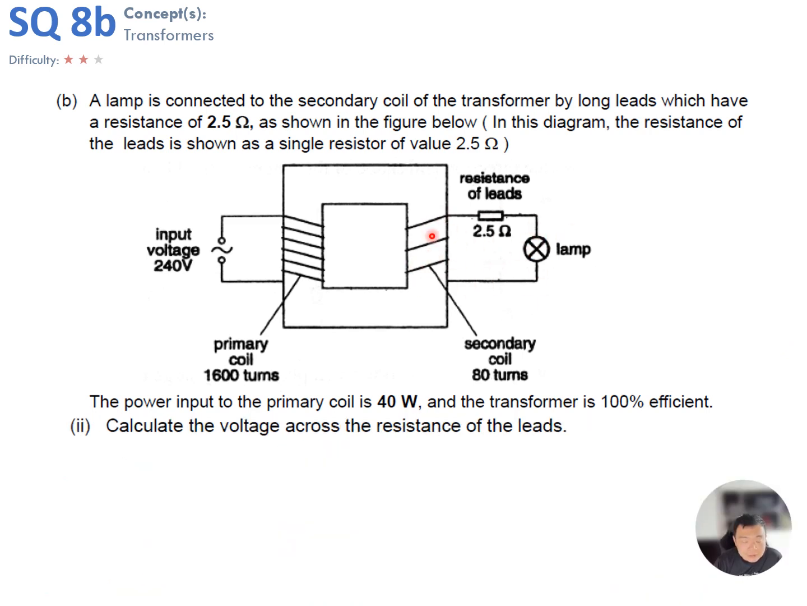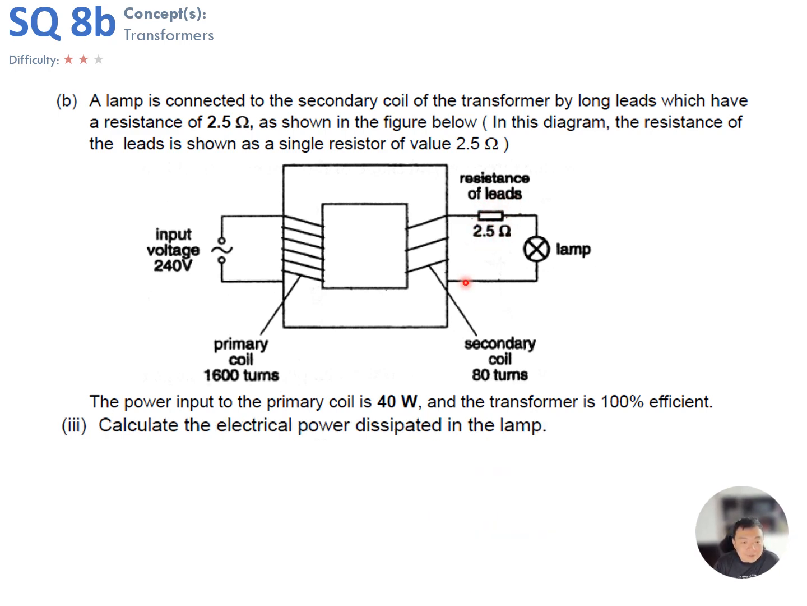Now, given the current here, we can then determine the voltage across this resistor, because you know the current from just now. So you know current, you know resistance, you can find voltage very easily using Ohm's law. That's how we can get 8.33 volts across this resistor.